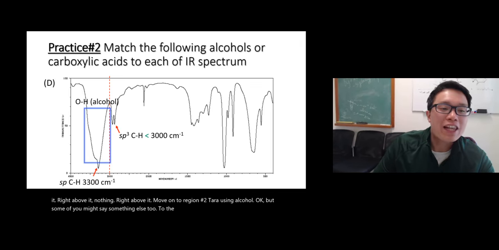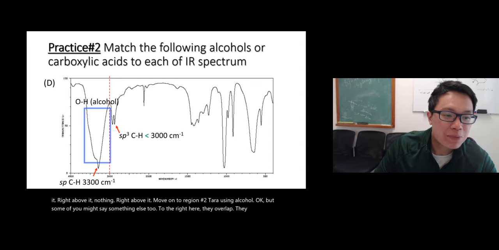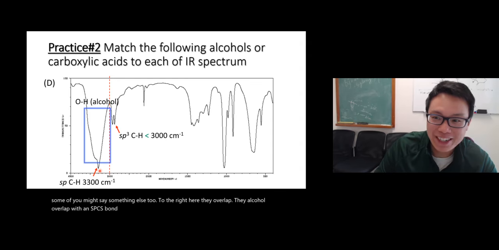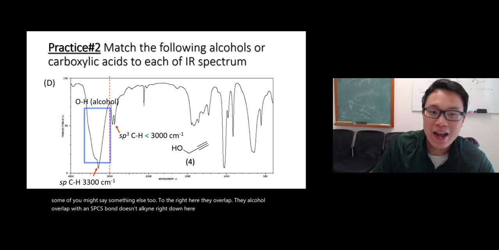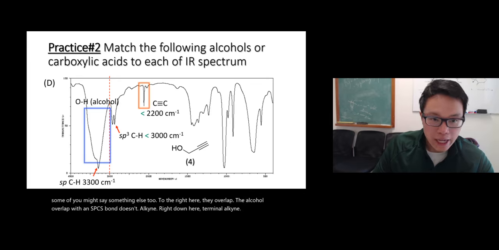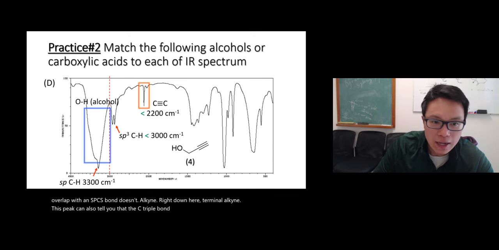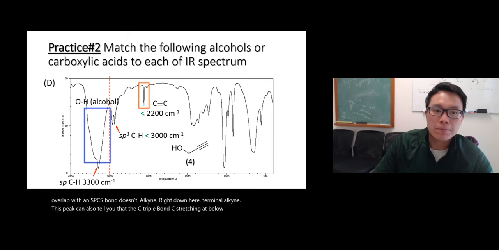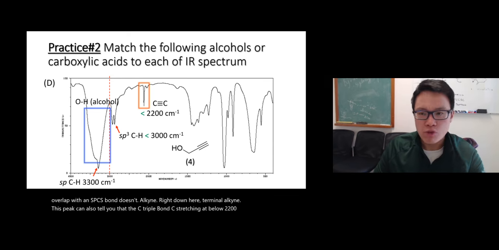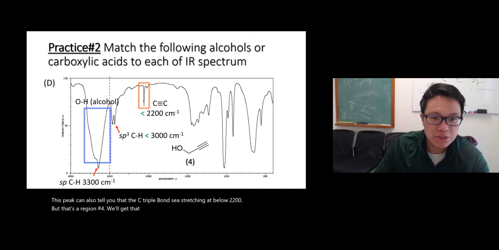Ta-da! Right here, they overlap. The alcohol overlaps with an sp CH bond. That's an alkyne right down here, a terminal alkyne. This peak can also tell you there's a C triple bond C stretching at below 2200. But that's in region number four. We'll get to that later. I just want to show you real quick.